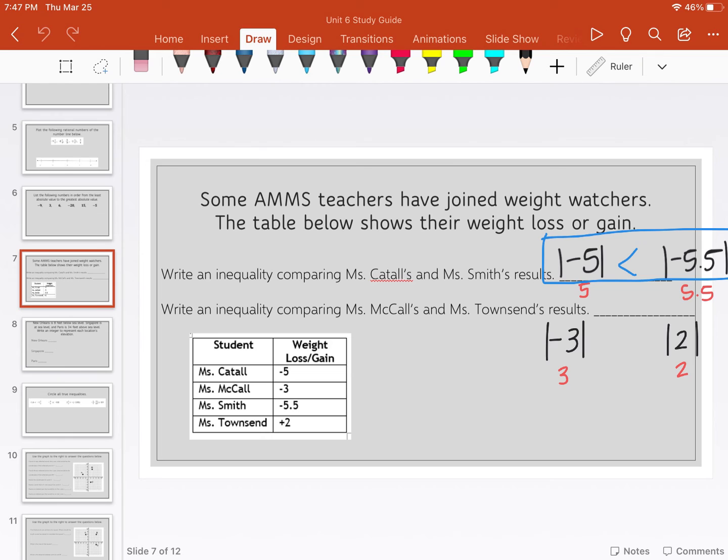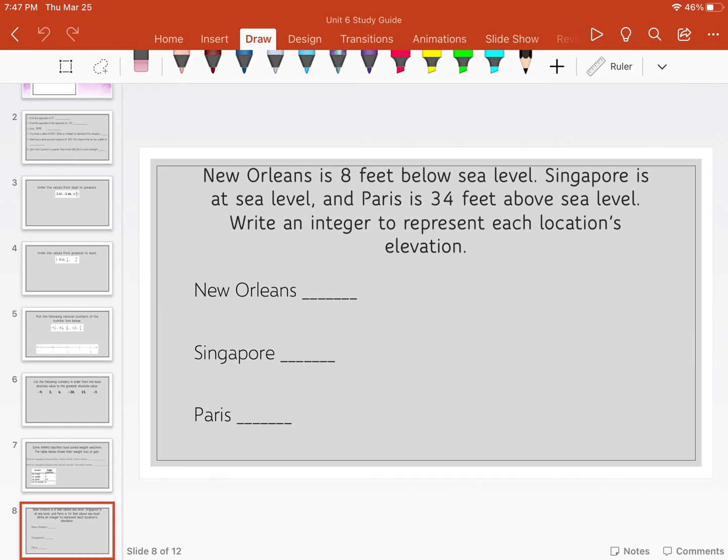So the greater the inequality that we would write would be facing Miss McCall's here. We would use the greater than sign to represent this situation. All right, New Orleans is 8 feet below sea level, Singapore is at sea level, and Paris is 34 feet above sea level. Write an integer to represent each location's elevation. So here it's asking for an integer, and also elevation is okay to write in negatives and positives.